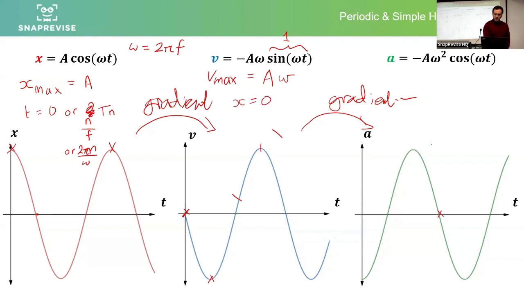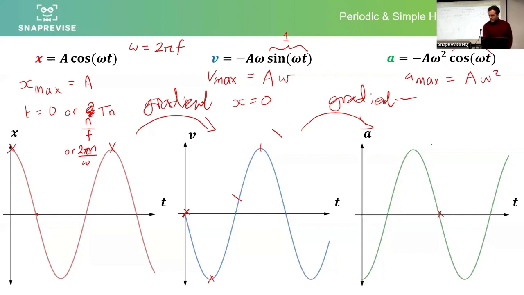Because whenever x passes through the equilibrium point, that's when its gradient is steepest. Therefore, that's when the max velocity is. What about a? When's the maximum acceleration? And what's its value? Using a similar trick, the maximum value that the cosine function can take is 1. So the maximum magnitude of acceleration is a omega squared.